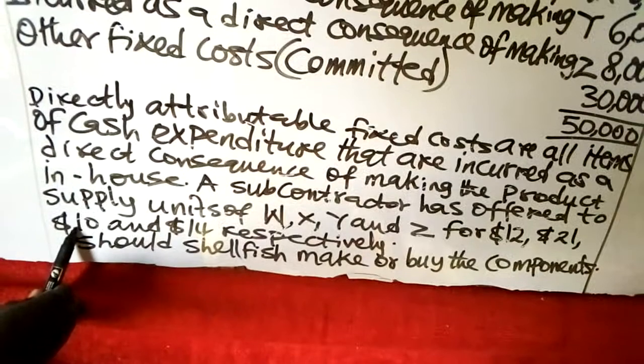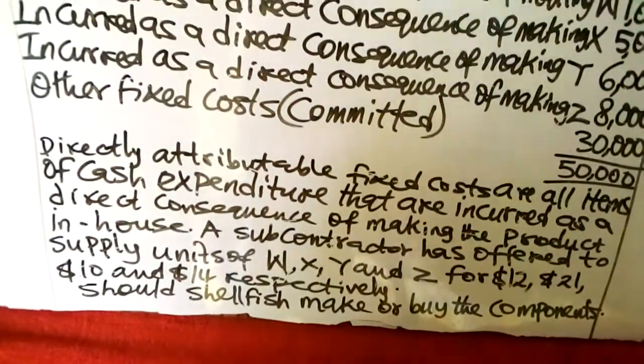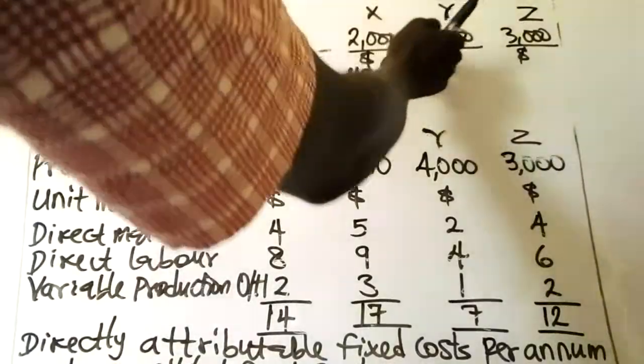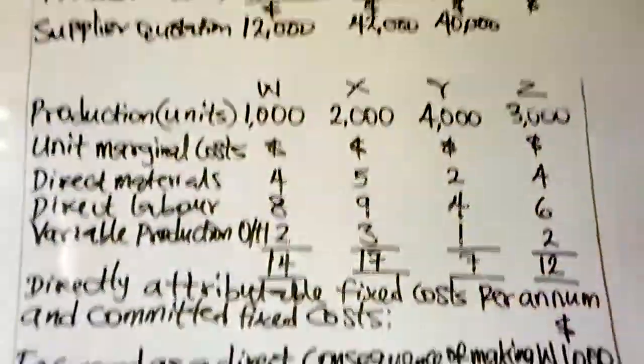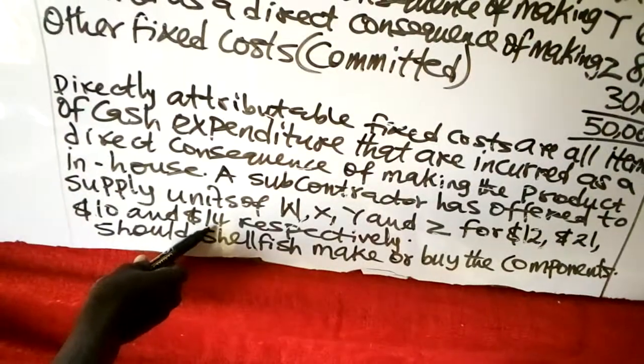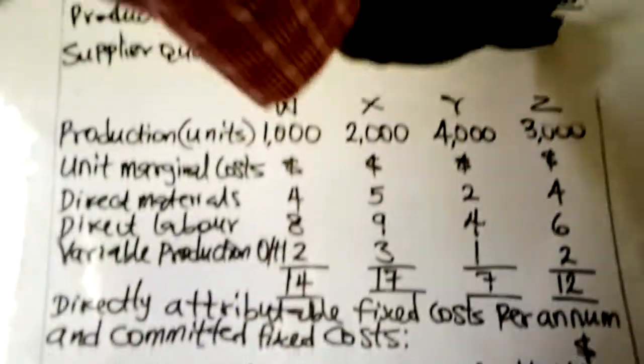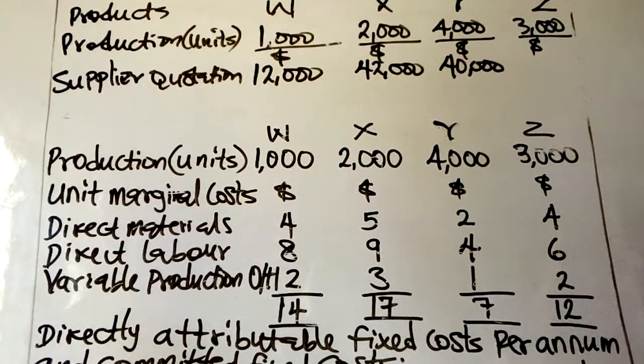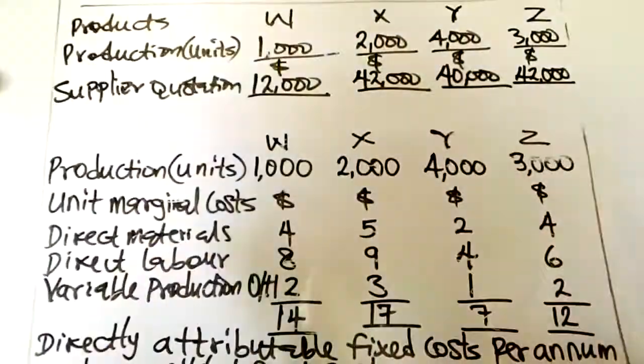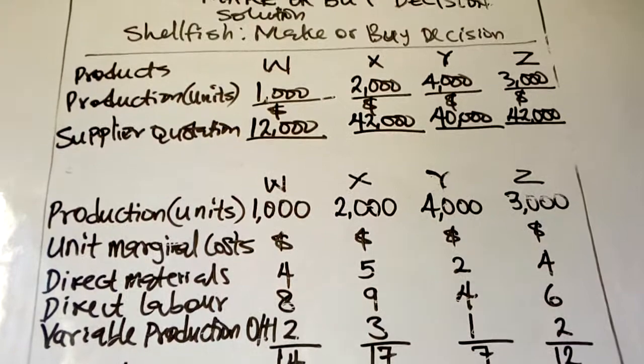For Y, they want to offer it for $10. Then 4,000 units times 10 will give us $40,000. And for Z, they want to offer it for $14. 3,000 times $14 will give us $42,000. That is the supplier quotation, the amount the suppliers are willing to offer for the same product.